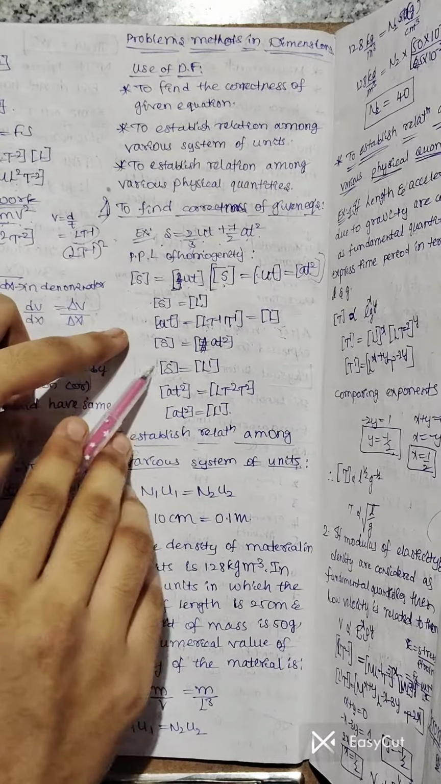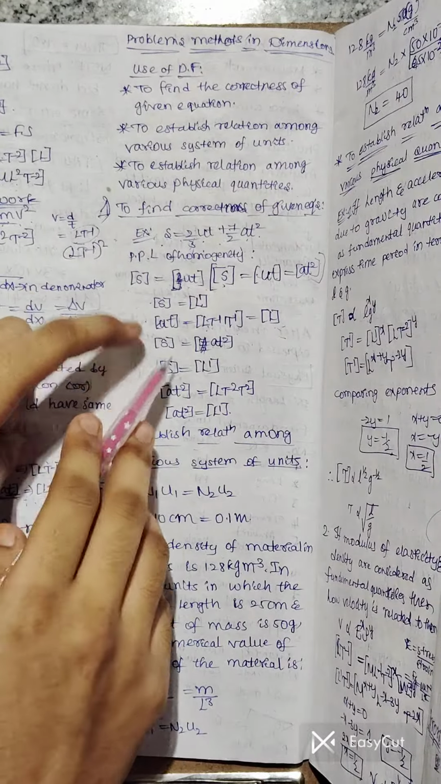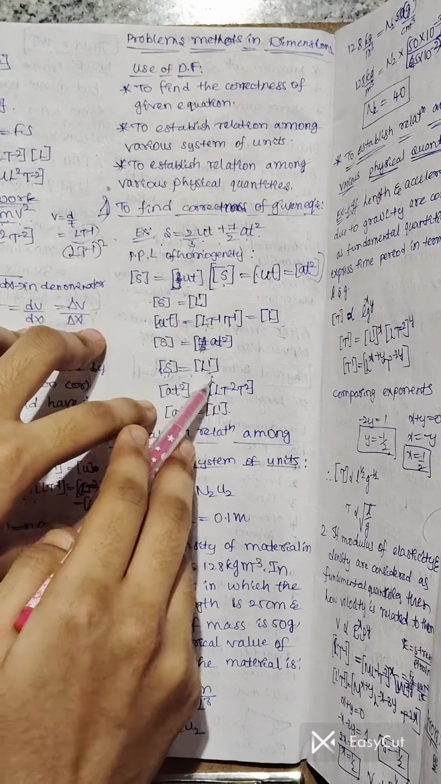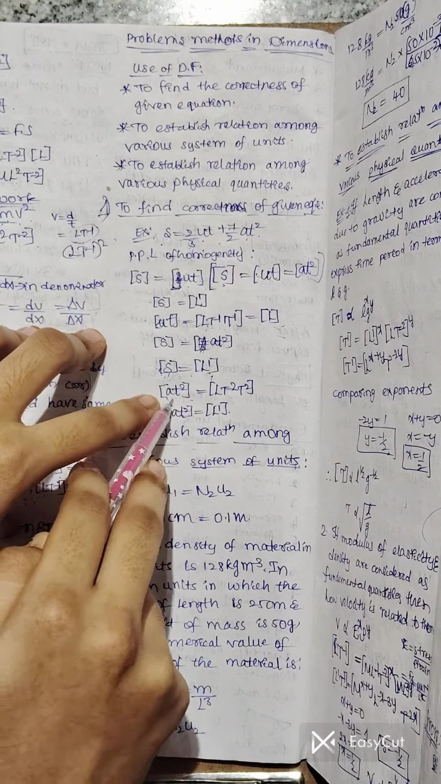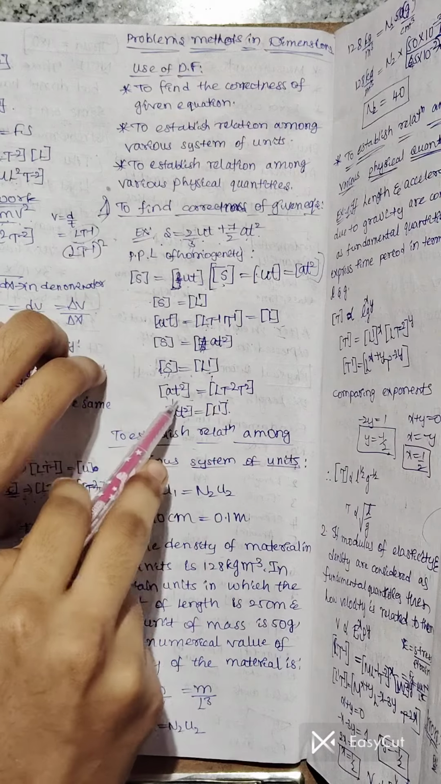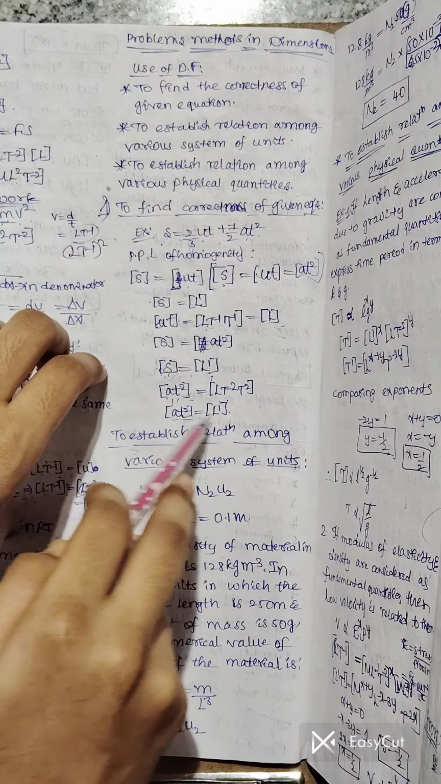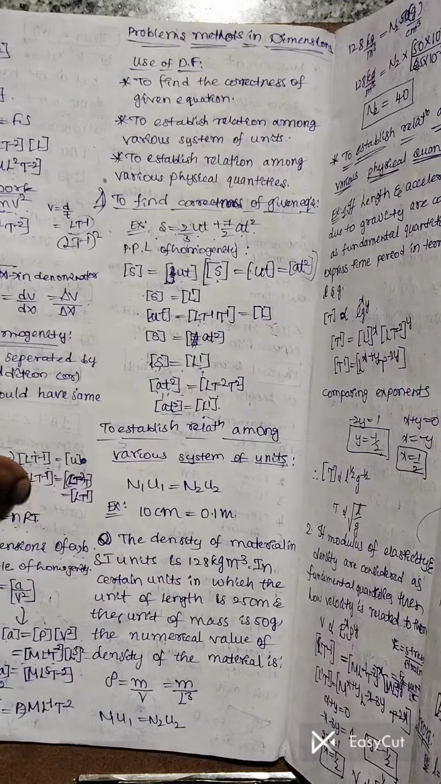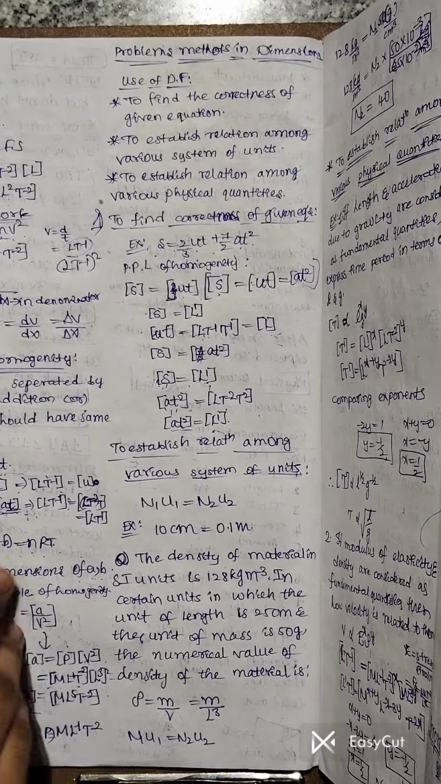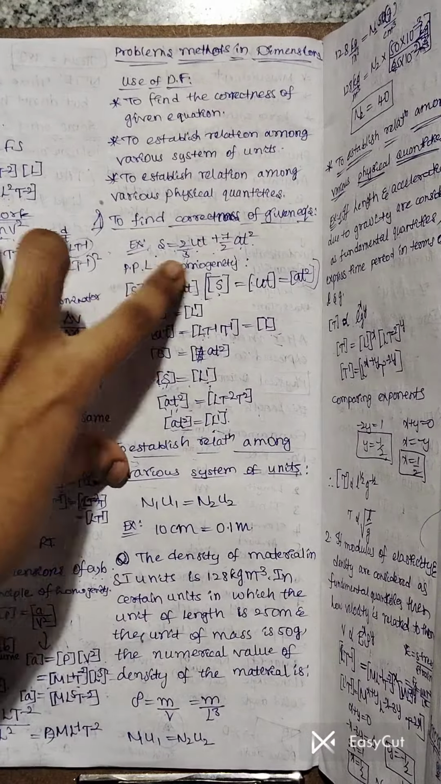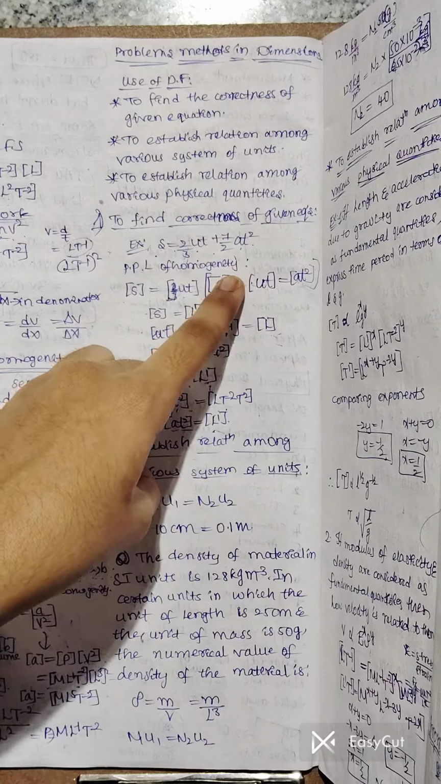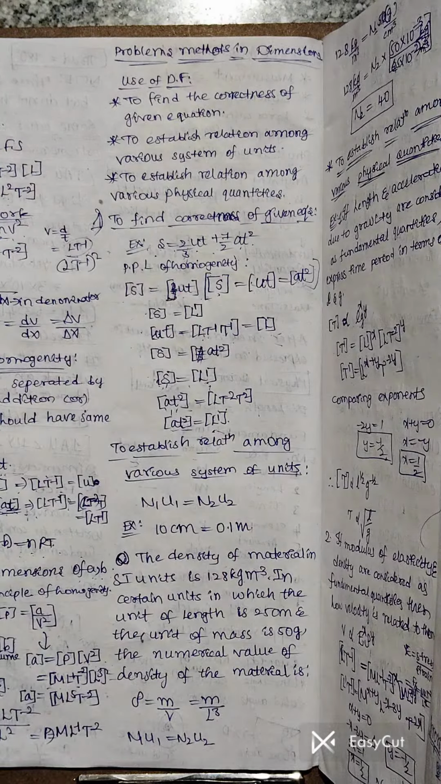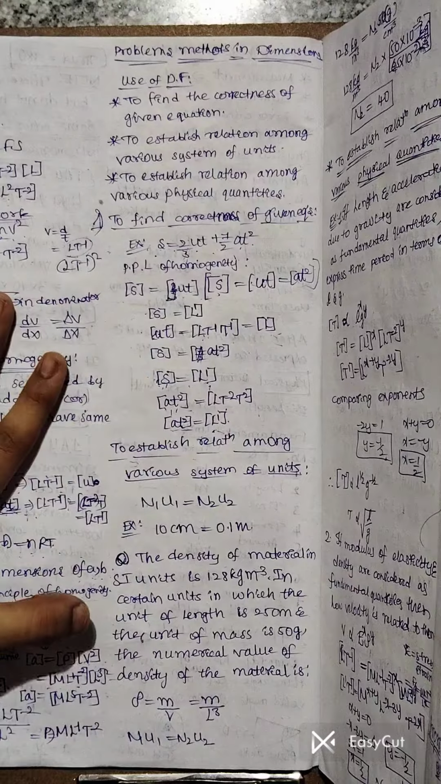So here the dimension of s is again distance, L power 1, and for at², for acceleration it is LT power minus 2, and for time it is T square. So its dimension becomes L. Again LHS is equal to RHS. But this was not correct according to the laws of motion, because according to the laws of motion the formula is s = ut + ½at².